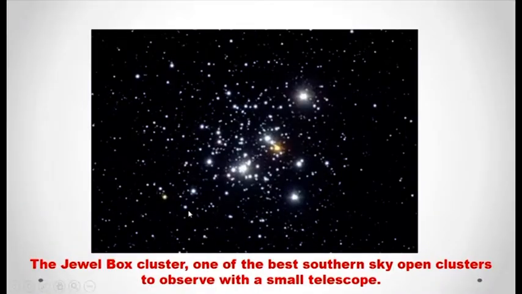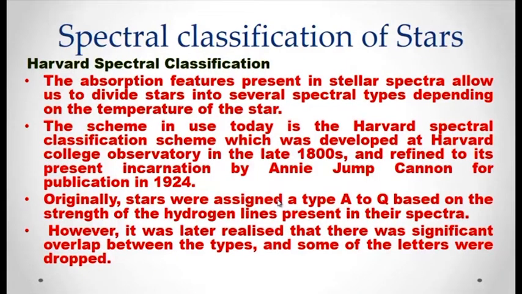Here in this picture you could see the Jewel Box cluster, one of the best southern sky open clusters to observe with a small telescope. So this is a prominent open cluster captured by the astronomer. This is how the stars are classified broadly as globular clusters and open clusters.